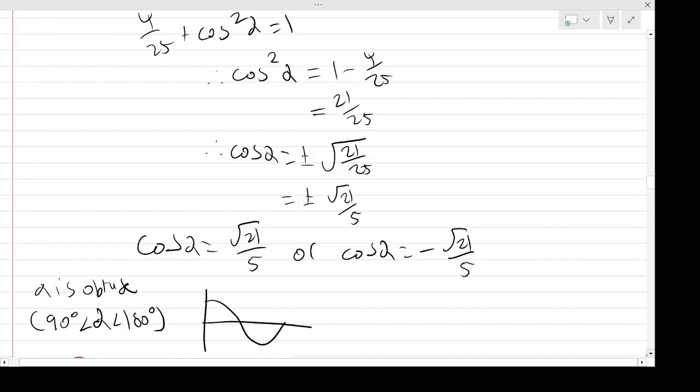So the cos graph looks like this. If it's between 90 and 180, well, 90 is going to be there, and 180 is going to be there. This part of the graph between 90 and 180 is below the axis. It's negative. That means we need a negative answer for cos. So alpha is obtuse, therefore cos alpha must be negative.